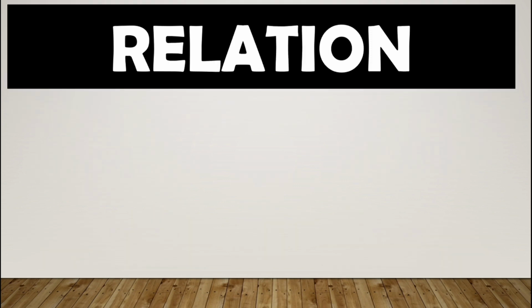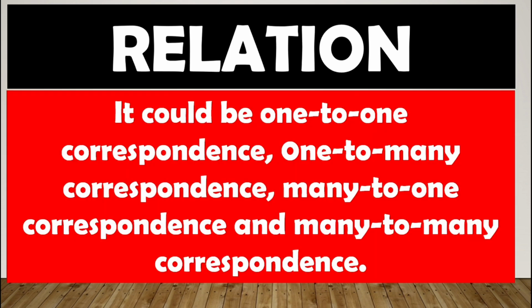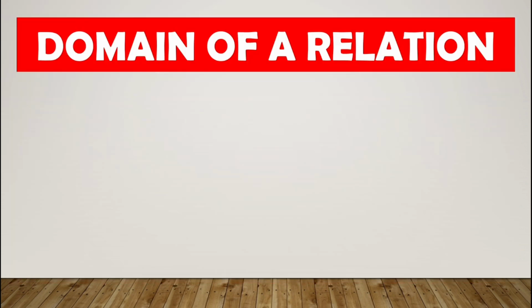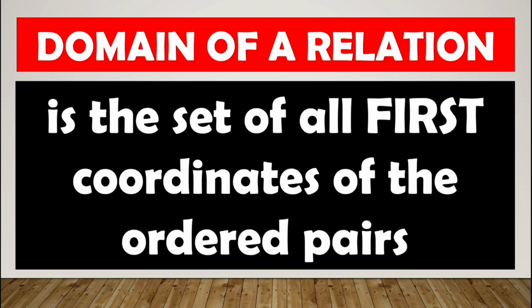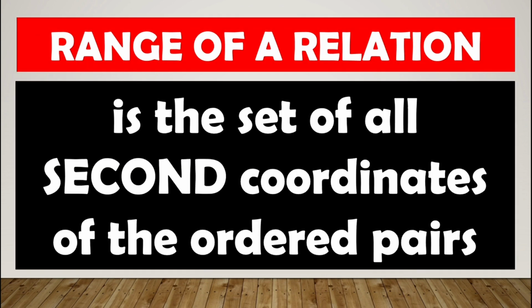So to start with, let us first define relation. It is a set of ordered pairs of real numbers. It could be one-to-one correspondence, one-to-many correspondence, many-to-one correspondence, and many-to-many correspondence. Domain of a relation. It is the set of all first coordinates of the ordered pairs. Range of a relation. It is the set of all second coordinates of the ordered pairs.